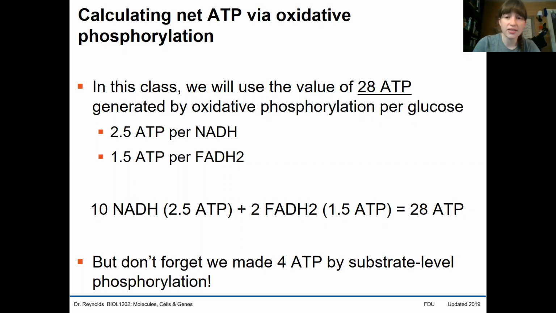In glycolysis, we also had a net of 2 ATP produced, and in the citric acid cycle, we had a net of 2 ATP produced. So we have 4 ATP, which is made in addition by substrate level phosphorylation. So 28 ATP by oxidative phosphorylation is clearly far more, and that's the majority of ATP made by cellular respiration. But don't forget, we still made 2 by substrate level phosphorylation.